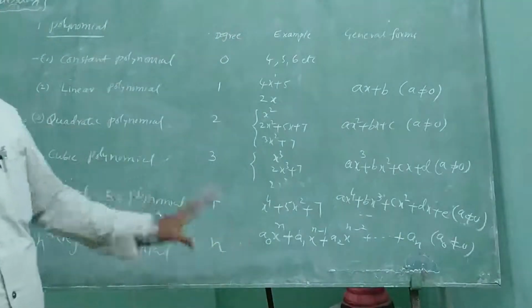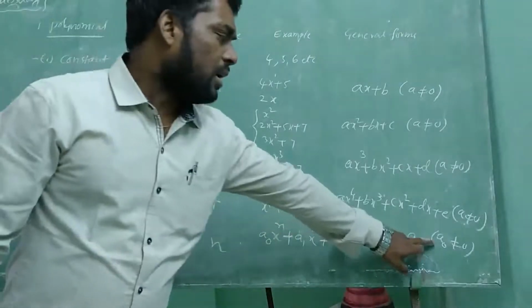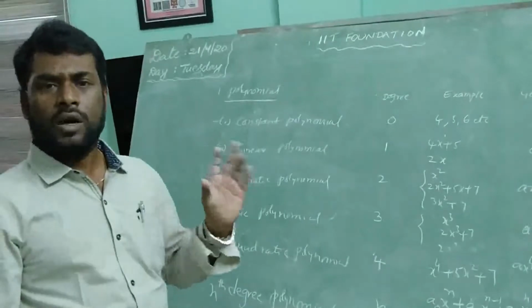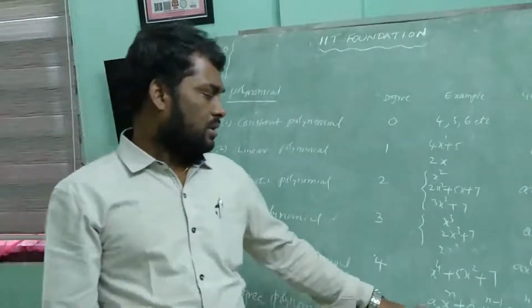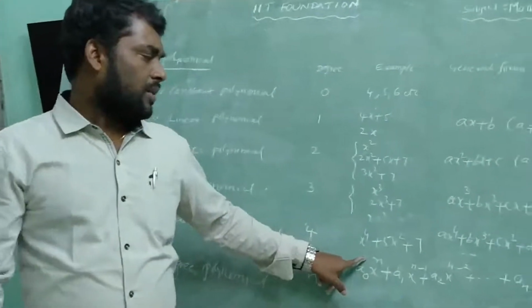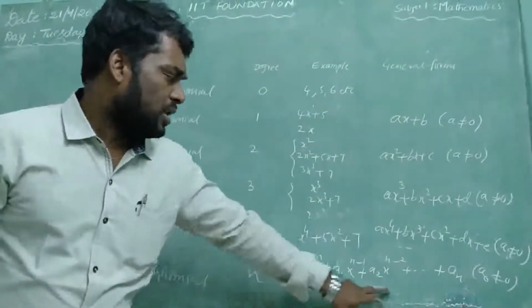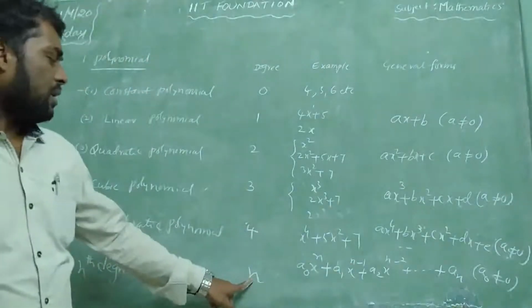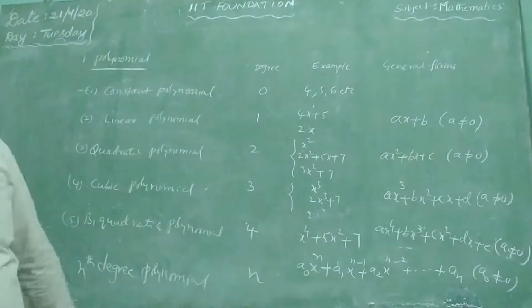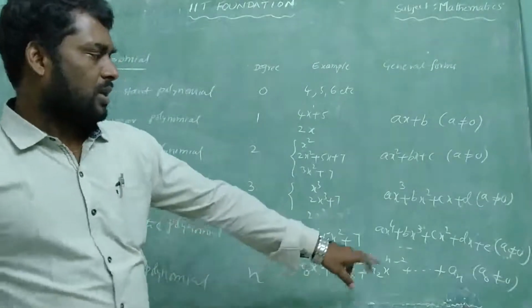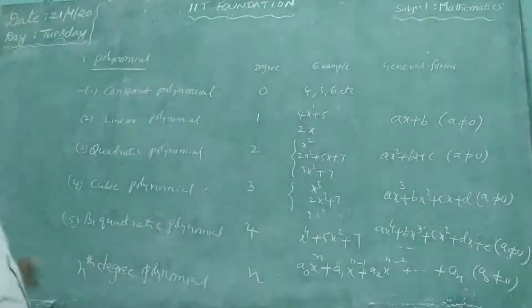Again, I am asking a small question: why are we taking a0 not equal to 0? If you take a0 equal to 0, what happens? Then this term becomes 0, and the degree of the polynomial changes to n minus 1. But what I am asking for is an nth degree polynomial, so the coefficient of x to the power of n should not be equal to 0. Right.